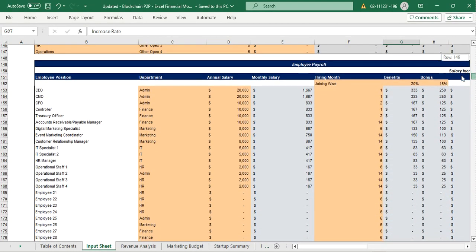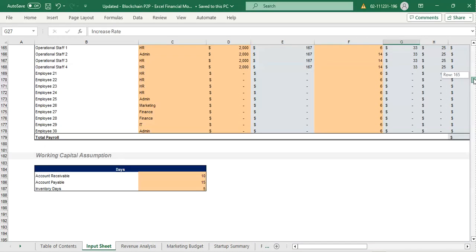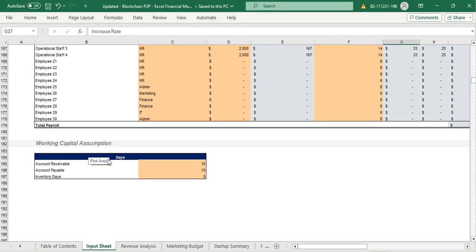Then we have a table which shows the salaries for different kinds of employees. It contains both annual salary, monthly salary and the benefits. Next up we have working capital assumption which contains the inputs regarding account receivable, account payable and inventory days.